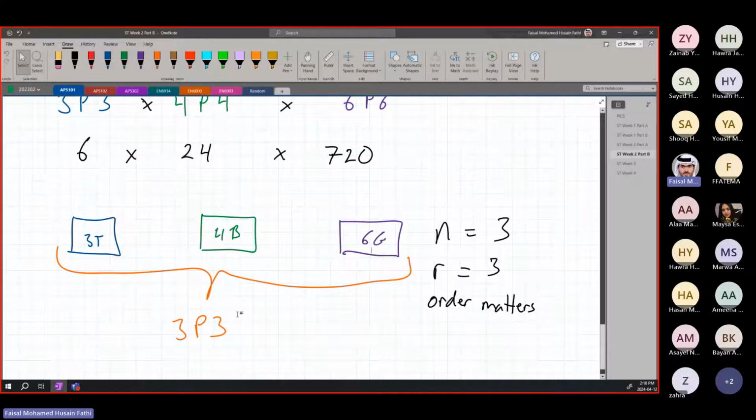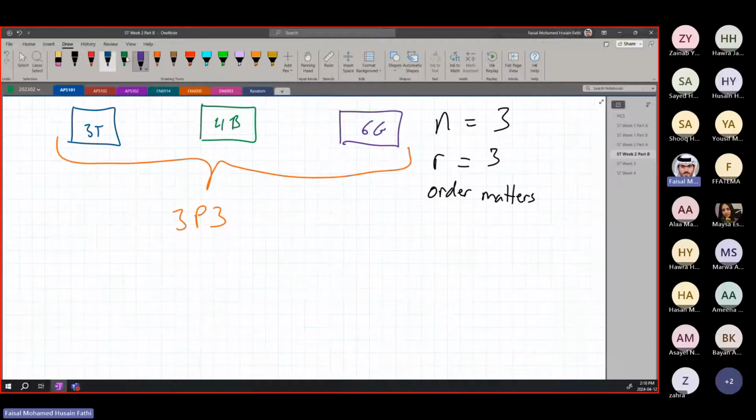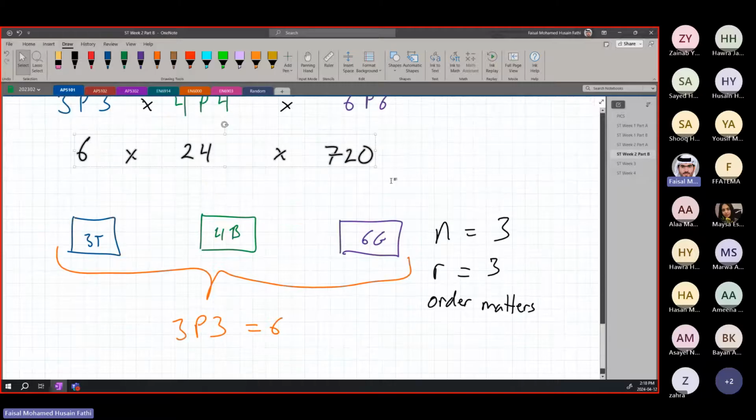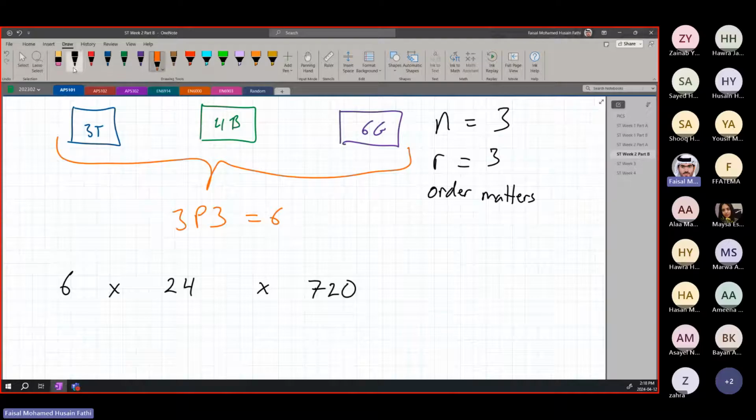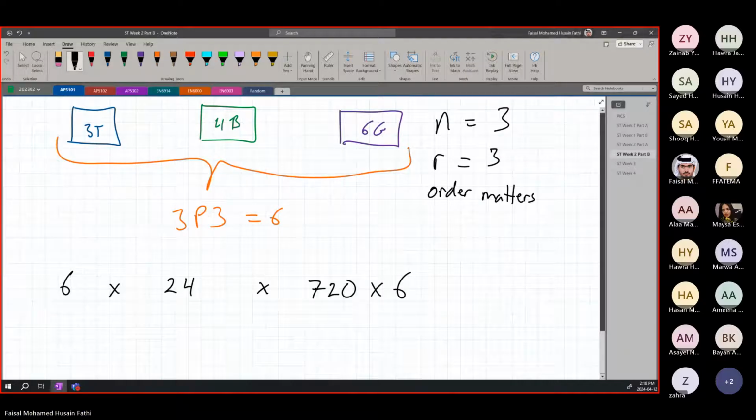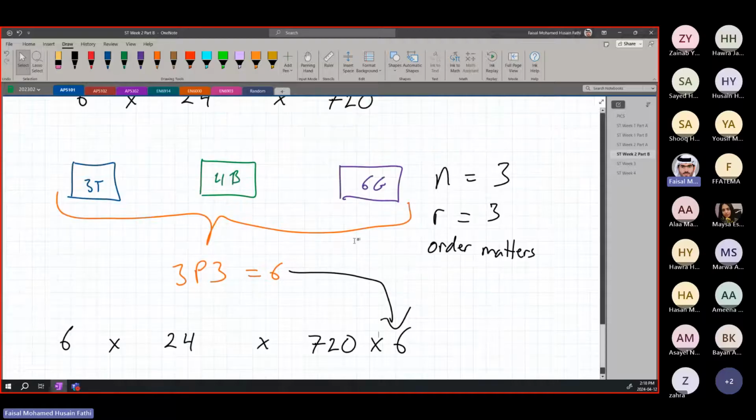So as a group, we can also have an additional way of arranging each one, which is 3p3, which is going to be equal to 6 as well. So this equation is also going to be multiplied by 6 because we can seat them in an additional way as a group.